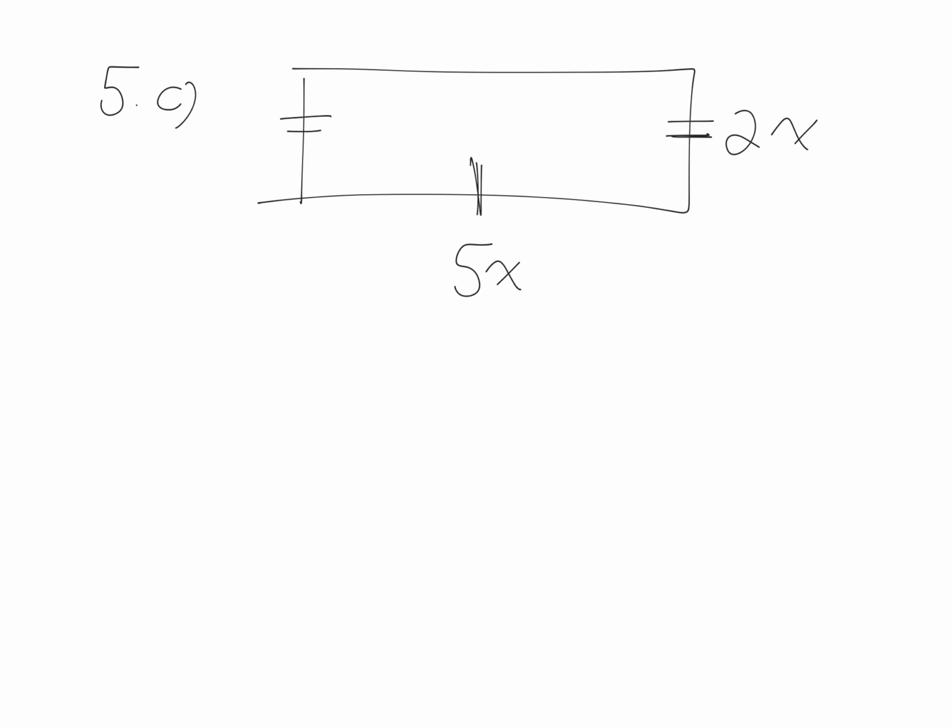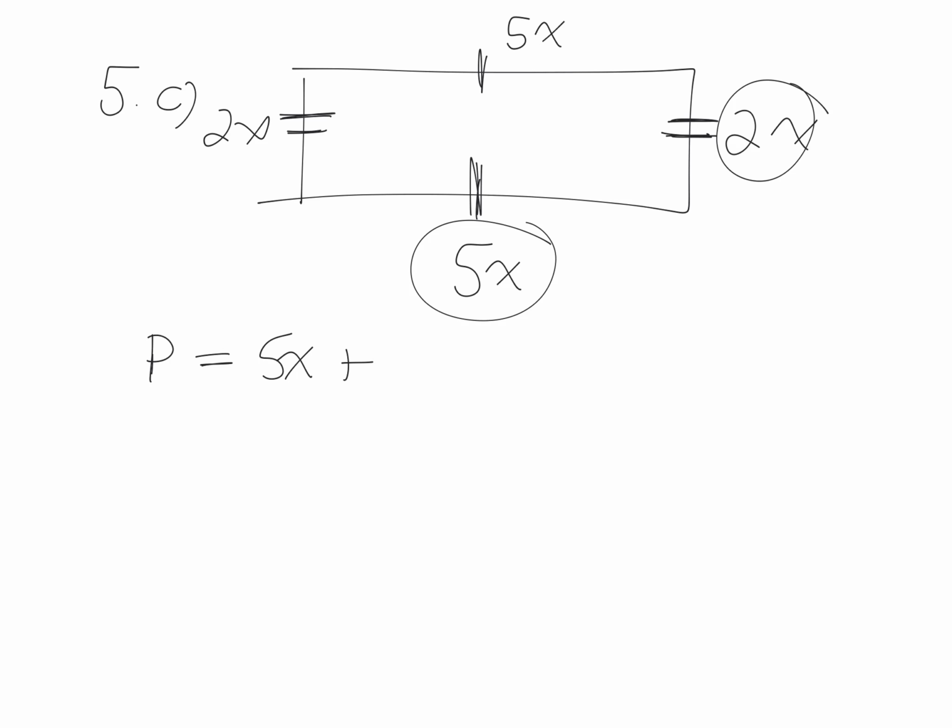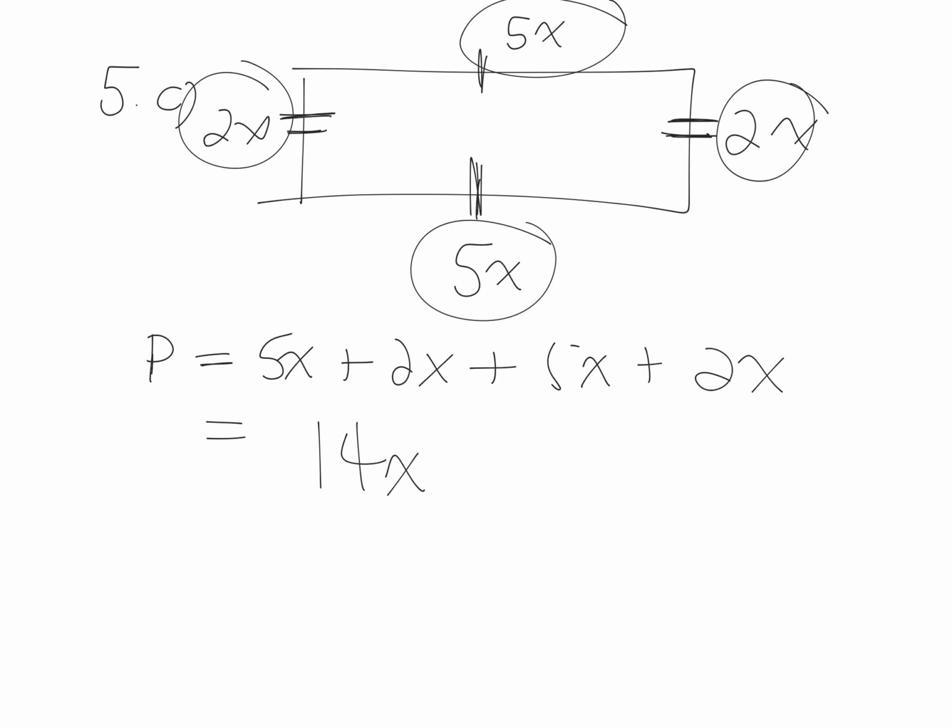If this is 5x, it helps to label your diagram. If this is 5x, what's this? 5x. If this side is 2x, what's this side? Okay, again, we're finding the perimeter. So I need to take 5x plus 2x plus 5x plus 2x. How many x's do I have altogether? 14 x's. That's the answer.